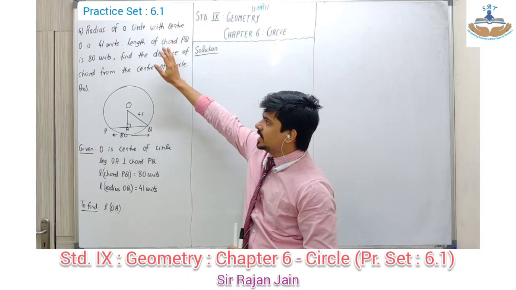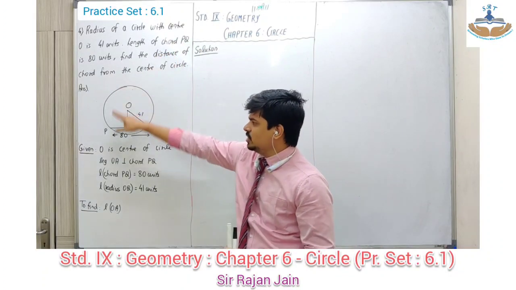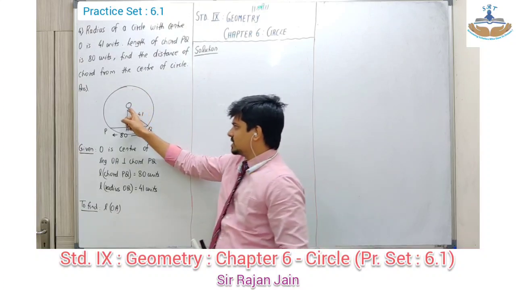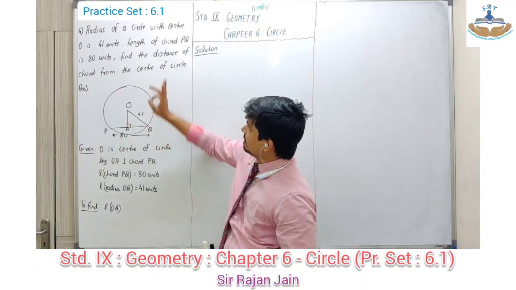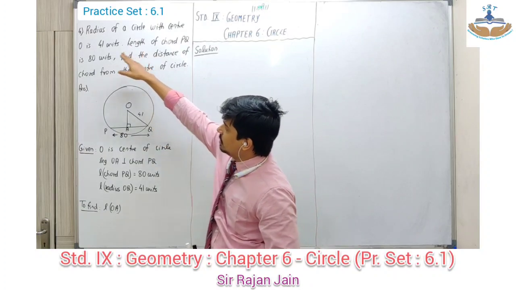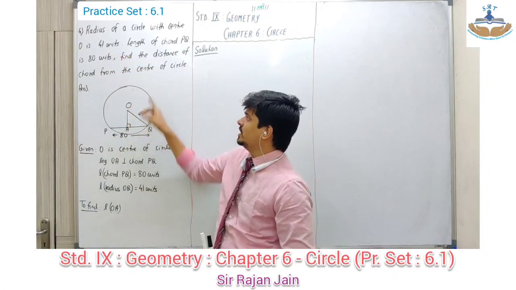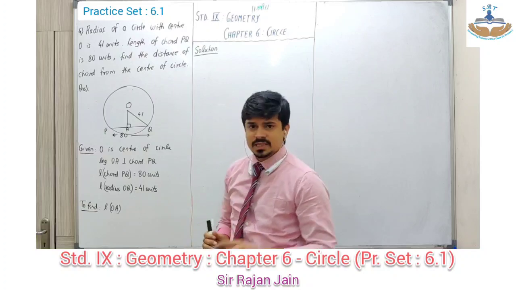Here the namings are already given. So using the given naming, you are supposed to draw the diagram. O is the center of the circle. Length of chord PQ is given as 80 units. Then they are talking about radius. Radius is 41 units. Find the distance of chord from the center.